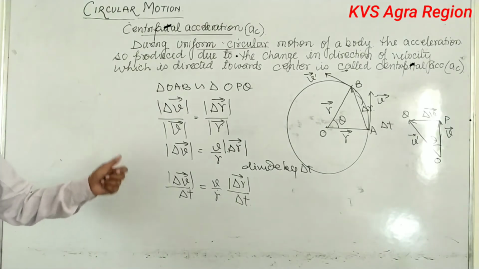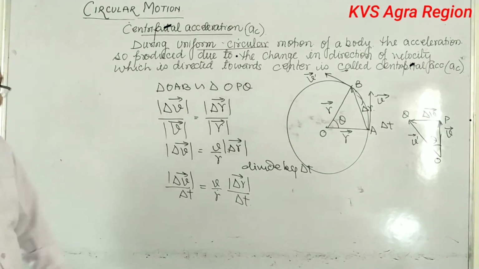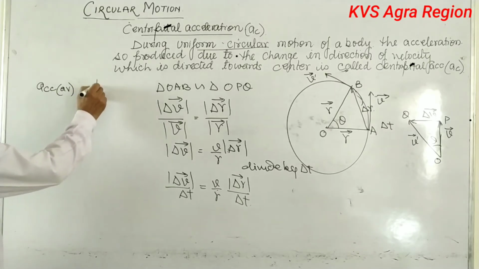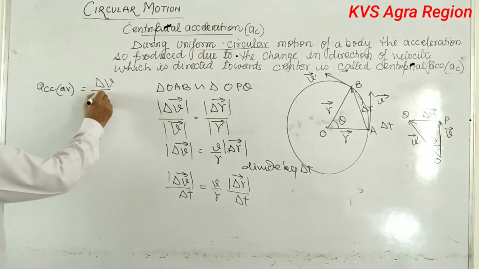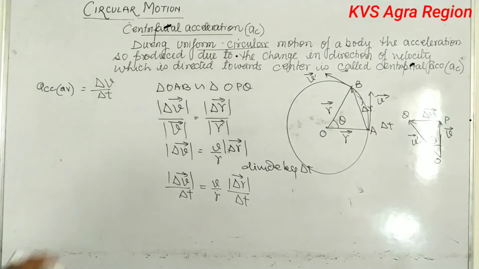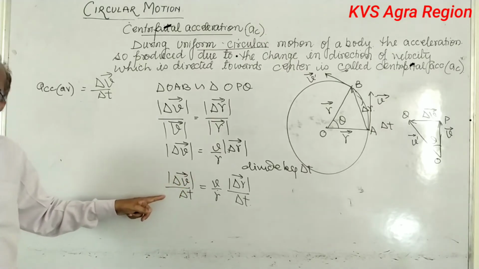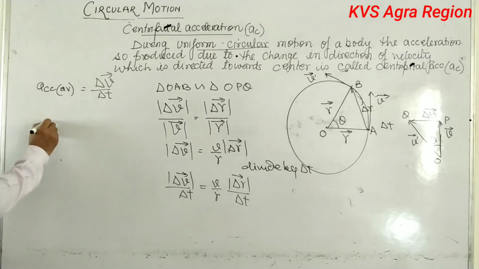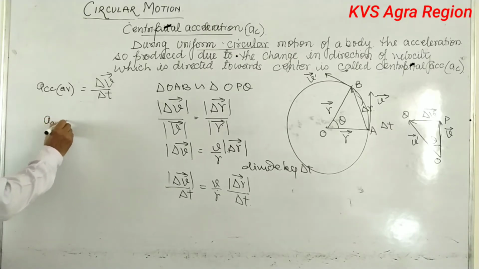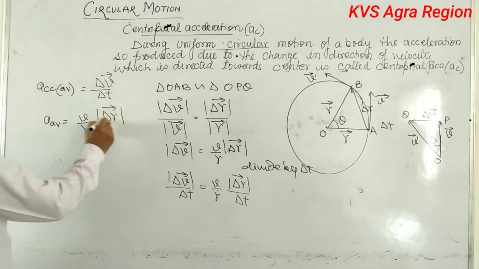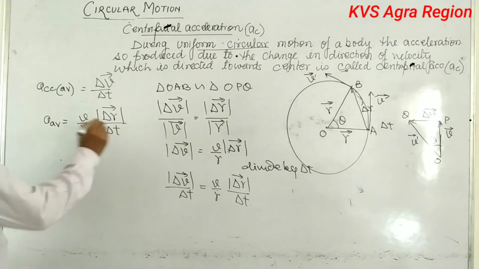Now the average acceleration can be written as delta v upon delta t. It is the average acceleration. So this is at present the average acceleration. Therefore, you can write the average acceleration as v upon r times delta r vector upon delta t. This is the average.